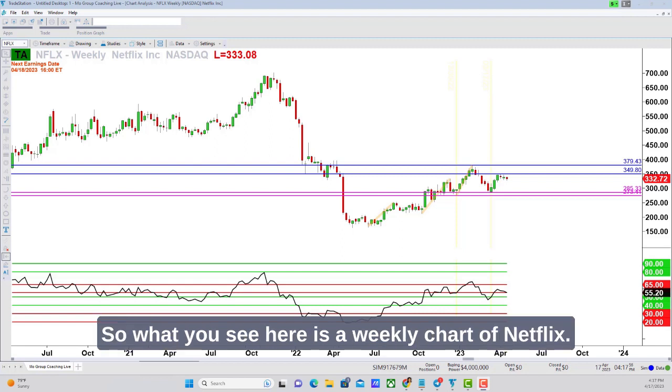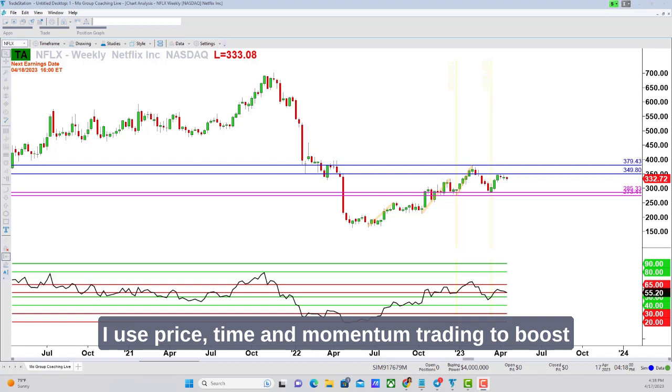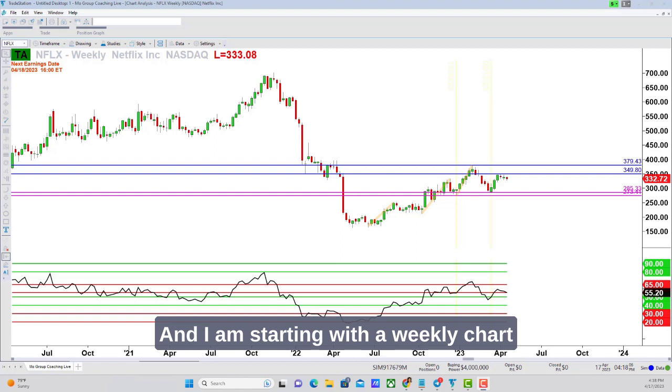So what you see here is a weekly chart of Netflix. And if you're new here, I'm Hema Reddy. I use price, time, and momentum trading to boost my results as well as those of my tribe. And I am starting with a weekly chart here looking at recent action on Netflix.